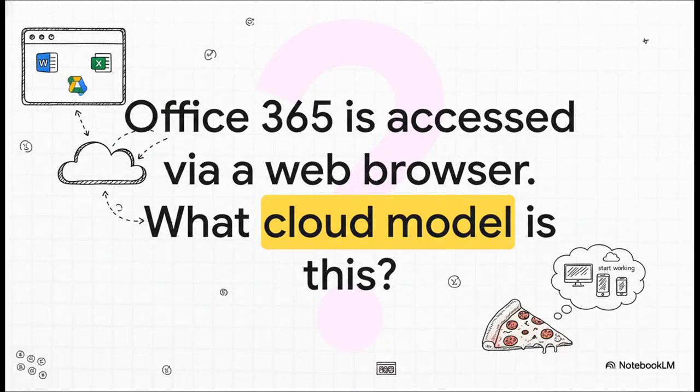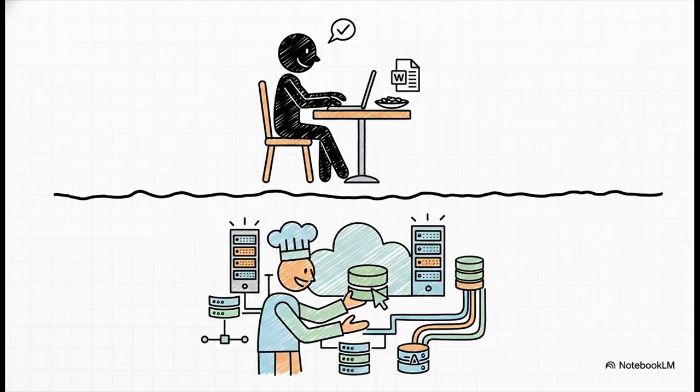Okay, time to connect this to the real world. Think about a service like Microsoft 365 or even Google Docs. You just open your web browser and start using it. Which of the pizza models does that sound like? Yep, the answer is C, software as a service, or SaaS. Why? Because you're just using the software. You're not managing the servers, you're not managing the platform, you're not doing anything behind the scenes. You are just sitting down at the restaurant and eating the pizza. It's a perfect example of SaaS.